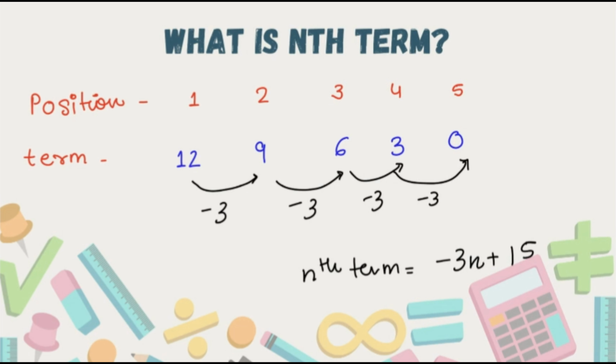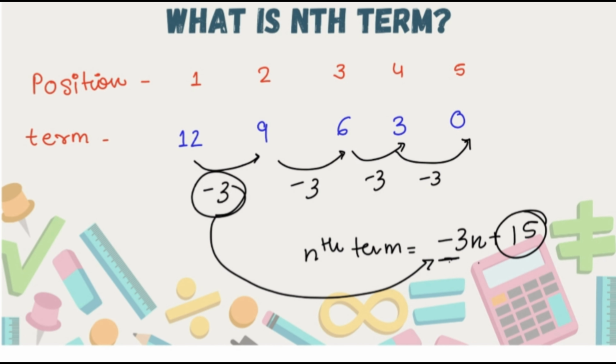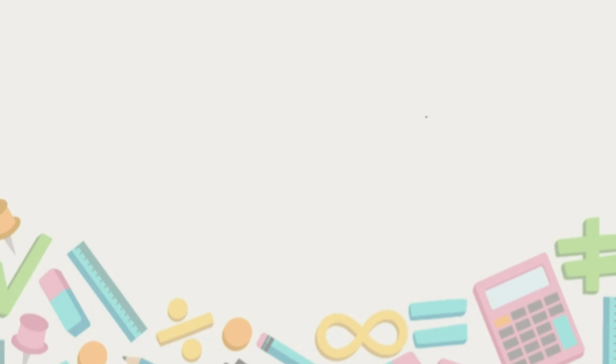Now, can you tell me what is the common difference? Yes, the common difference is negative 3, and this negative 3 is a coefficient of n. That means that negative 3 is being multiplied with n, and this constant is worked out by calculating the number needed for the term.